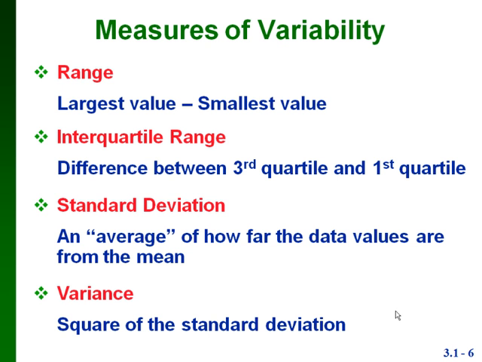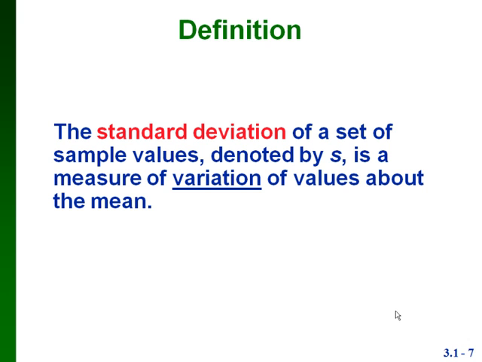Or, if you want to think about it in the opposite way, the standard deviation is the square root of the variance. We're going to talk a little bit more about the standard deviation. So the formal definition is that it's a measure of variation of values about the mean. So in other words, how far on the average the different data values are from the mean.